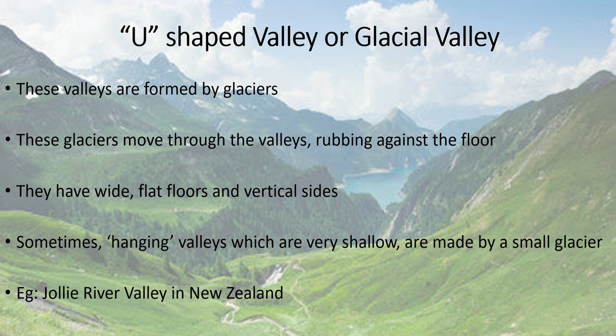Alright, so these valleys are found where there is lots and lots of ice. Alright, and they have wide flat floors and vertical or steep sides. Now sometimes, of course, all the glaciers are not big. They may be small glaciers also. So these small glaciers may move against a certain portion of the mountain, not necessarily at the bottom. So when these shallow types of valleys are formed, they are called the hanging valleys.